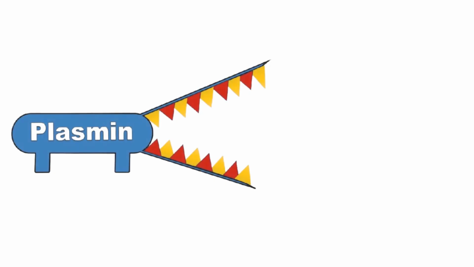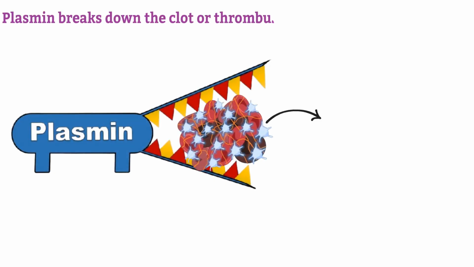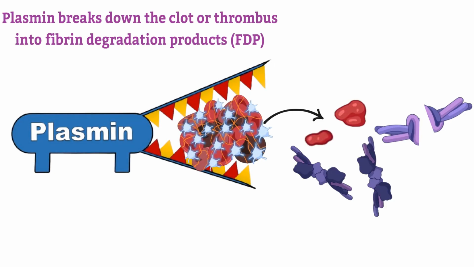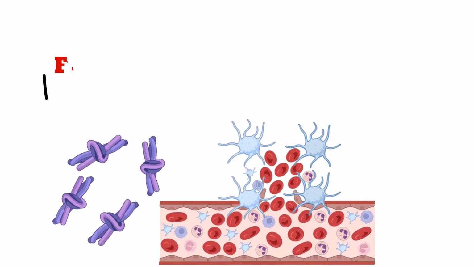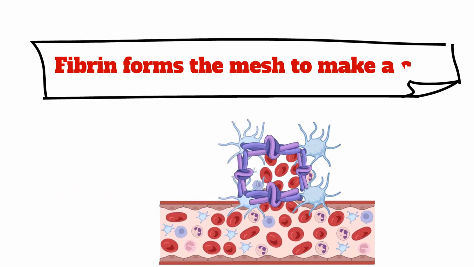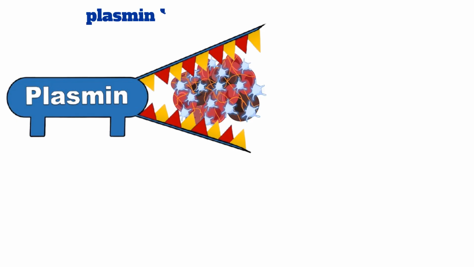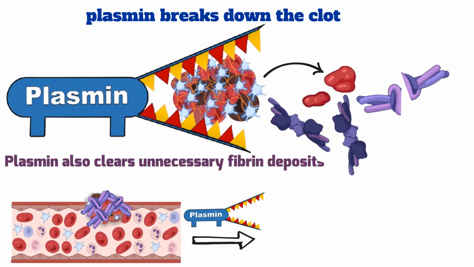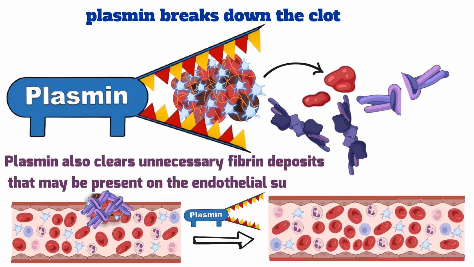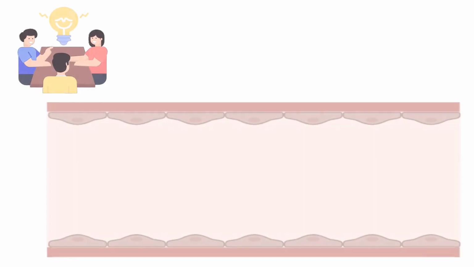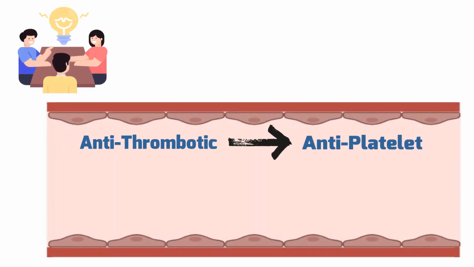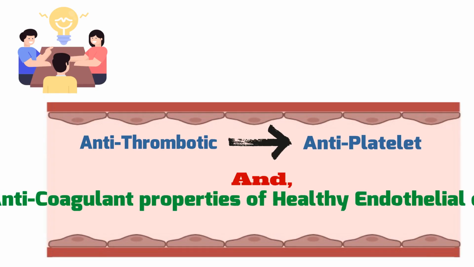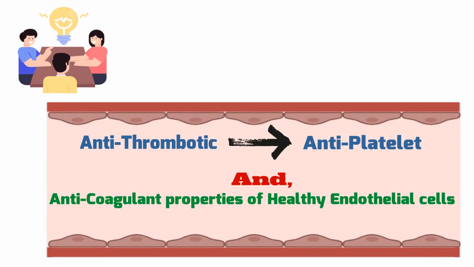So, plasmin breaks down the clot or thrombus into fibrin degradation products, also known as fibrin split products. So remember, fibrin forms the mesh to make a clot, whereas plasmin breaks down the clot whenever necessary. Plasmin also clears the unnecessary fibrin deposits that may be present on the endothelial surface. Till now, we have discussed the antithrombotic, that is the antiplatelet and anticoagulant properties of healthy endothelial cells.